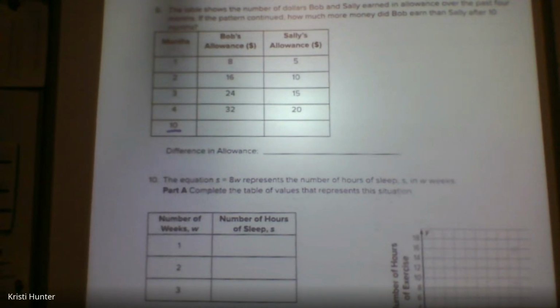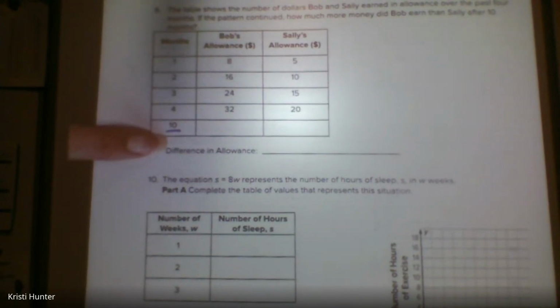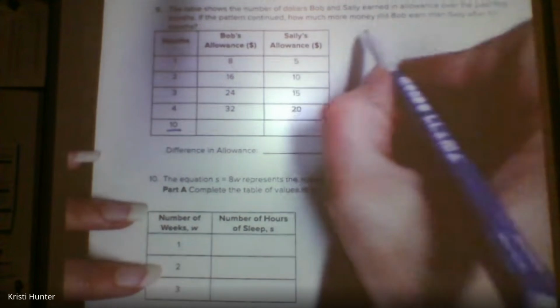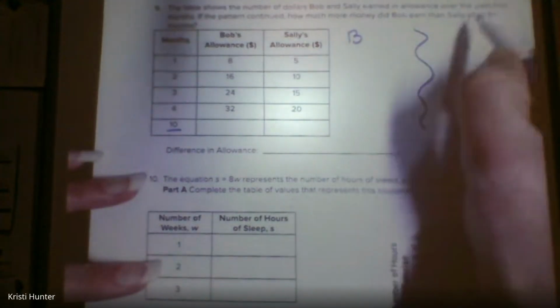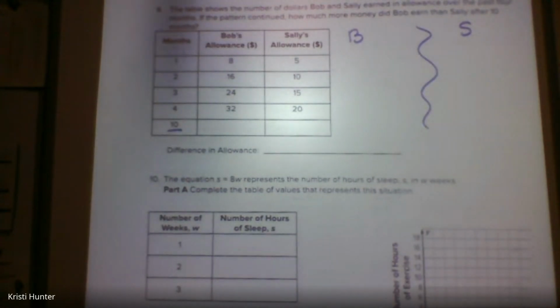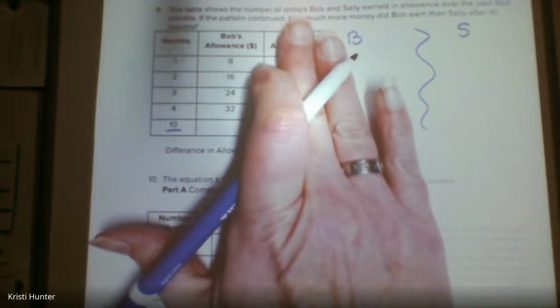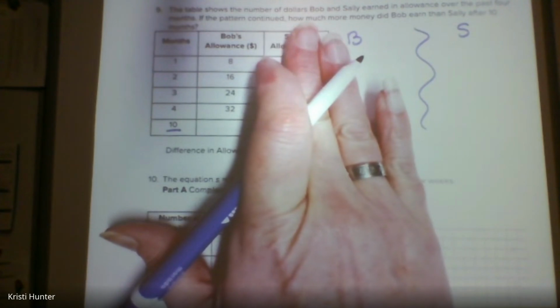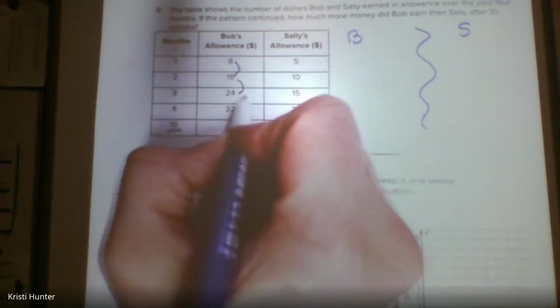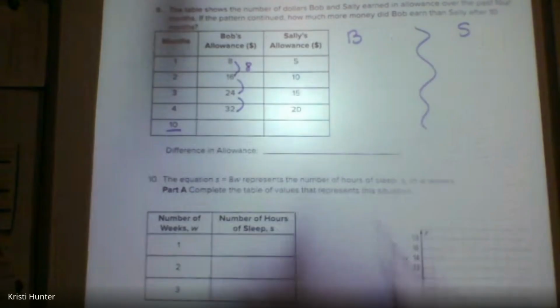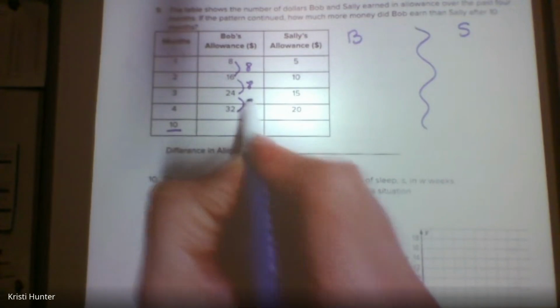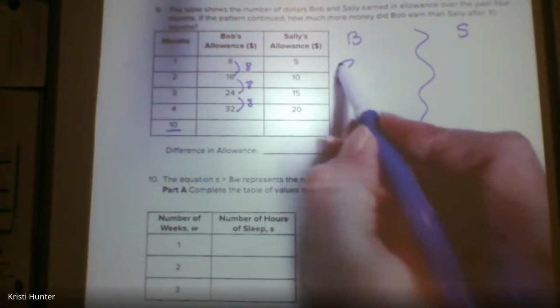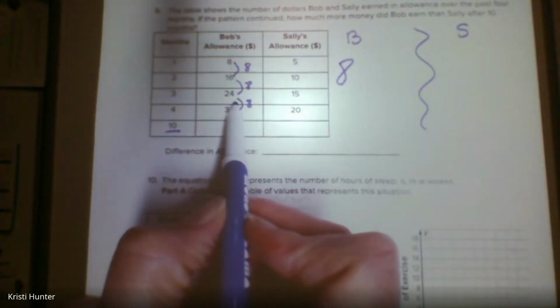Now be careful. Don't continue the pattern and think it goes 1, 2, 3, 4, 10. You're missing a lot of numbers. So the first thing you're going to have to do is find Bob's rule and Sally's rule. And then we can worry about that 10. So let's look at Bob for a minute and pretend that Sally isn't over here. So looking at Bob, I can see the difference between Bob's numbers. Looks like he's growing by 8 every time. So I know Bob's going to grow his allowance by 8 every month.